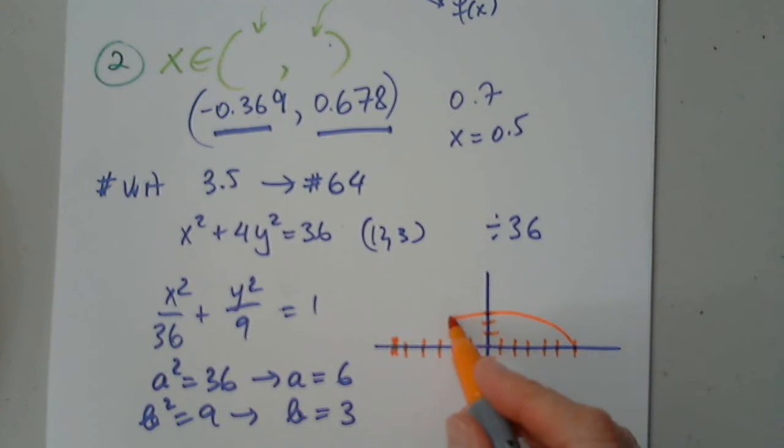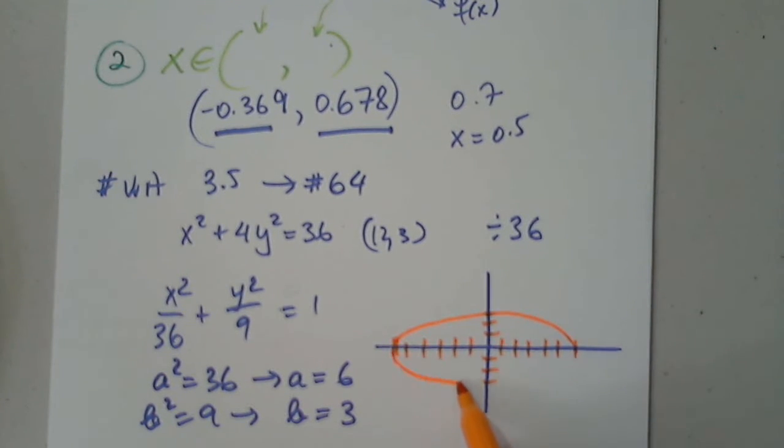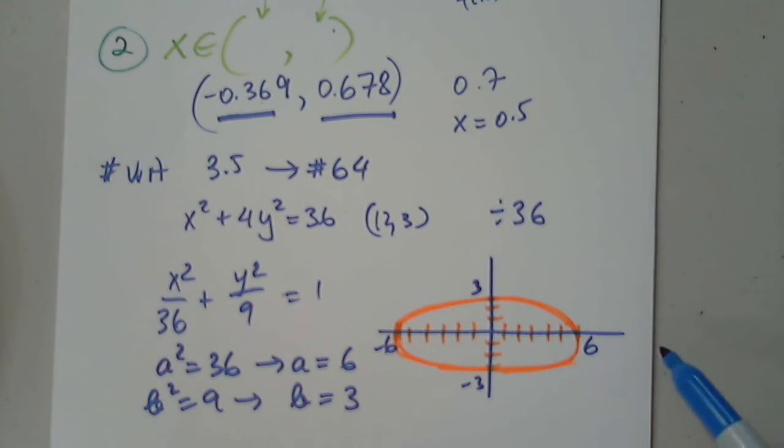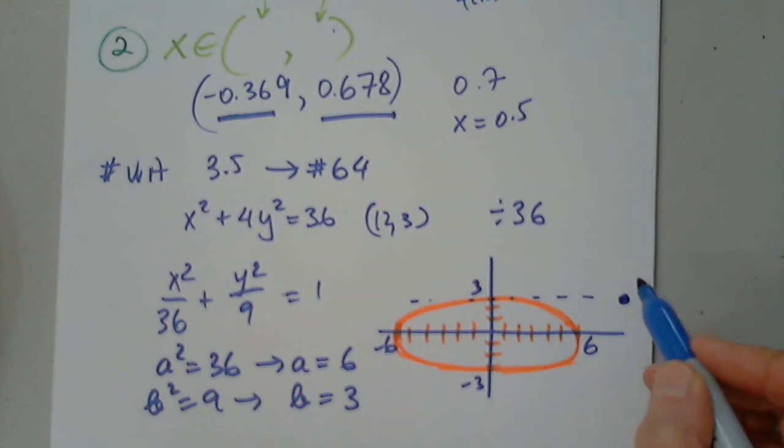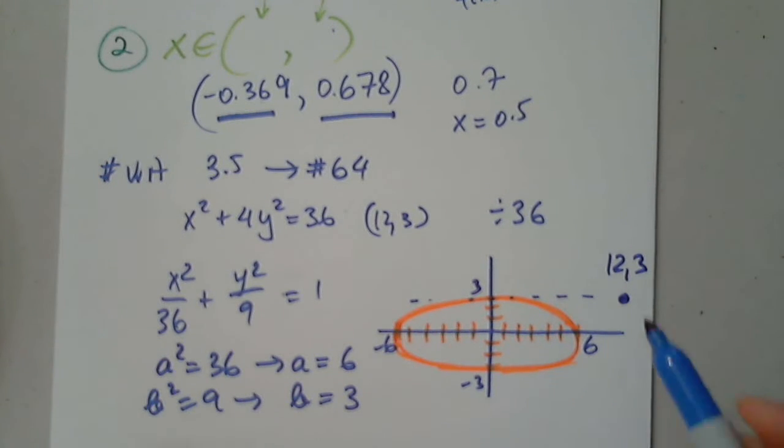Of course, my graph is not perfect. It will never be perfect. So this is 3, this is -3, this is -6, and this is 6. And this point 12, 3 is somewhere here. And obviously 1, but you should not think in those terms.